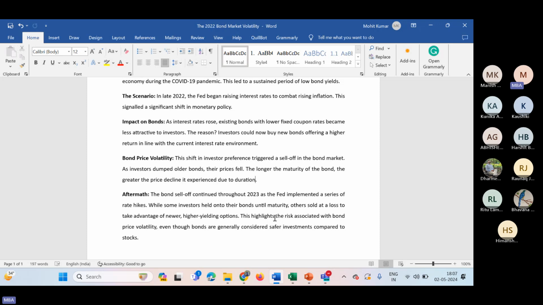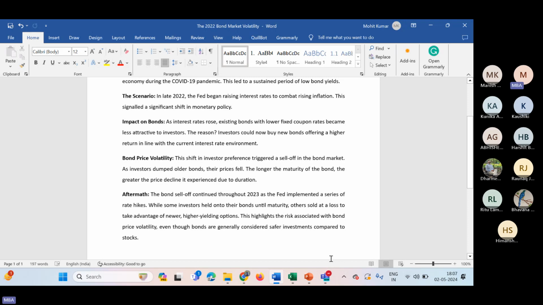The bond sell-off continued throughout 2023 as the Fed implemented a series of rate hikes. While some investors held on to their bonds until maturity, others sold at a loss to take advantage of newer, higher yielding options. This highlights the risk associated with bond price volatility, even though bonds are generally considered safer investment compared to stocks. So this covers the bond price volatility.